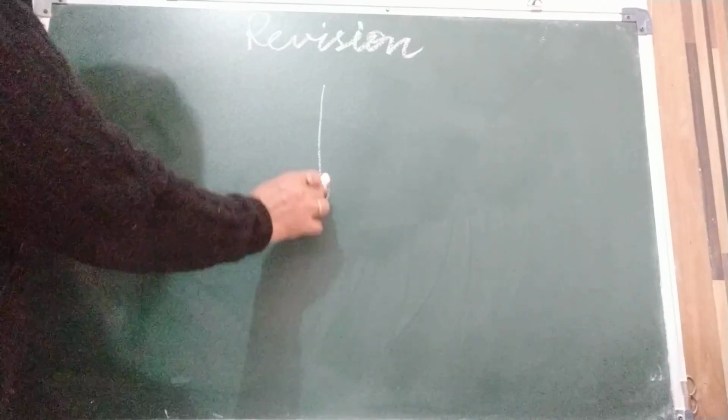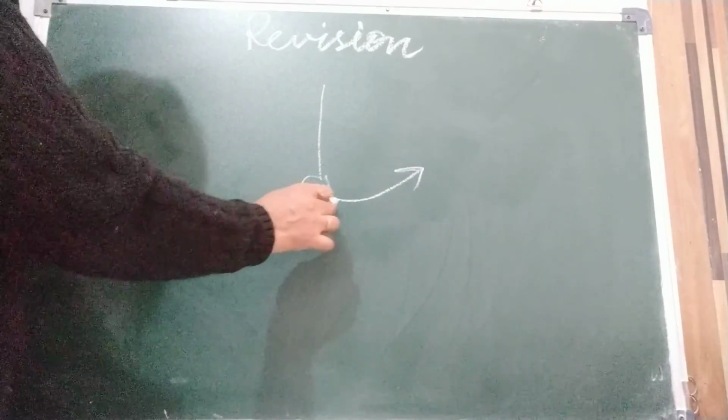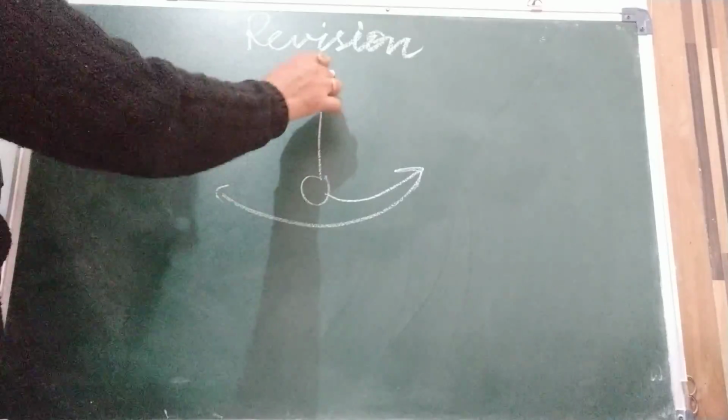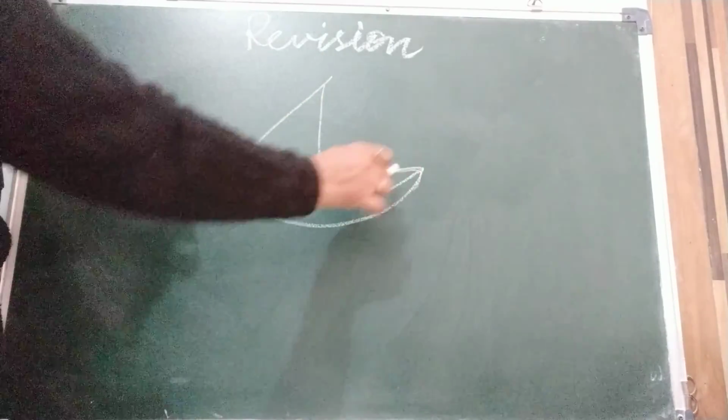What is vibration? To and fro motion of an object is called vibration. Children, what is amplitude? The maximum distance by which the bob of the pendulum moves away from the mean position is called the amplitude. The more it goes to this side, the greater the amplitude.